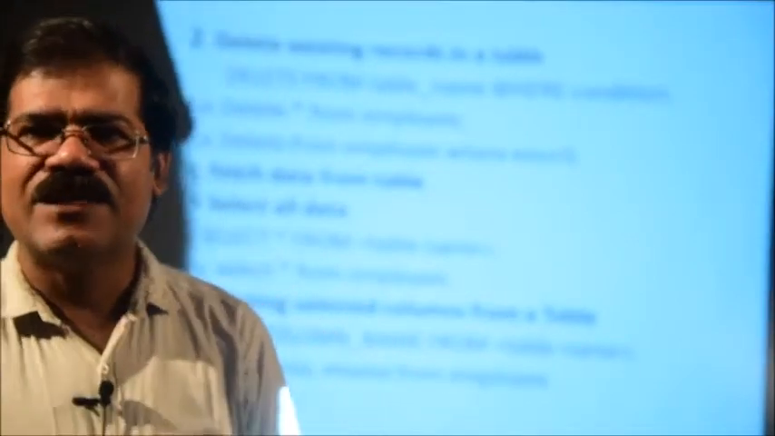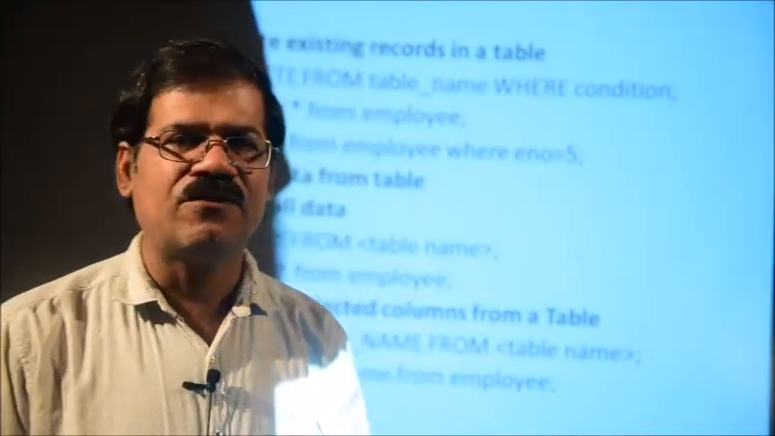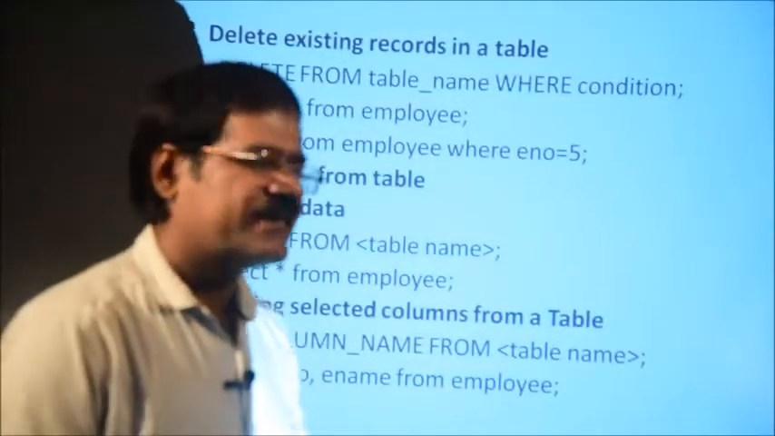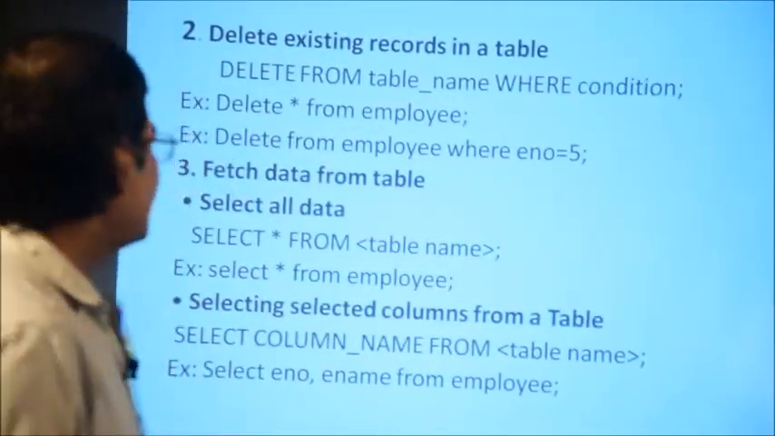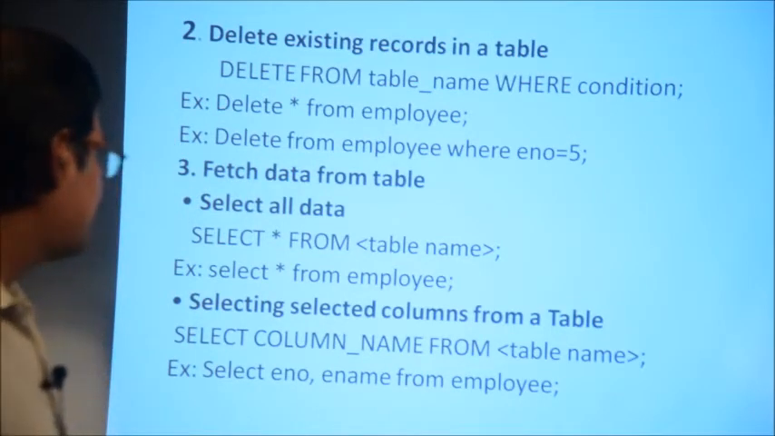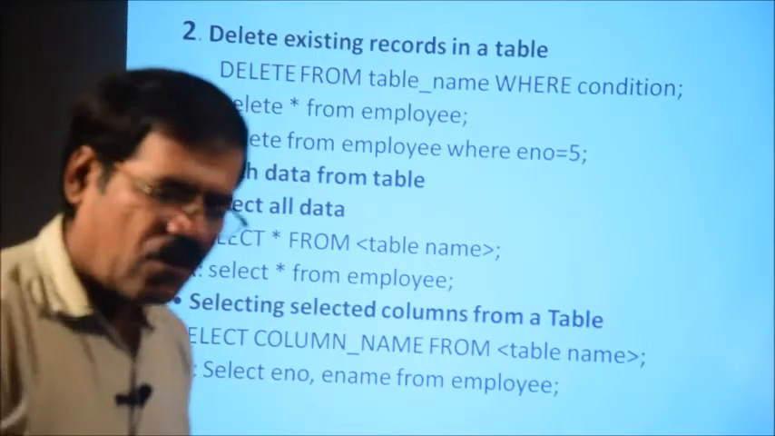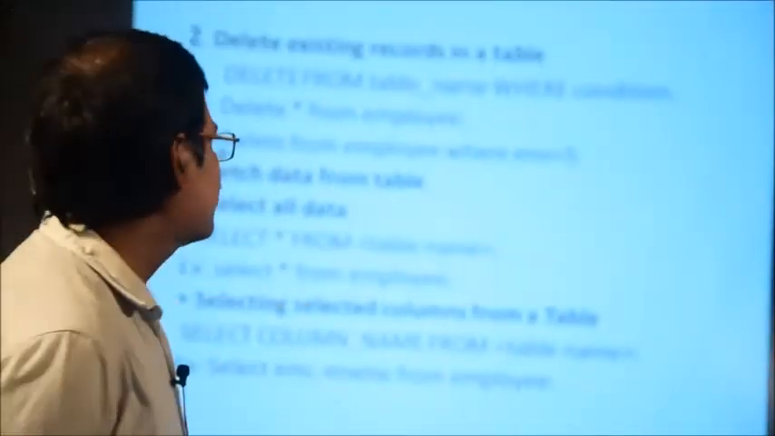Whose employee number is equal to 5? The detailed data, what is its name, what is email, date of birth, salary, everything will be deleted from that table only. Only employee number 5 record will be deleted, not all. So, one selected record will be deleted from the table. This is about delete. Either you delete all the records or some selected records by providing the conditions.